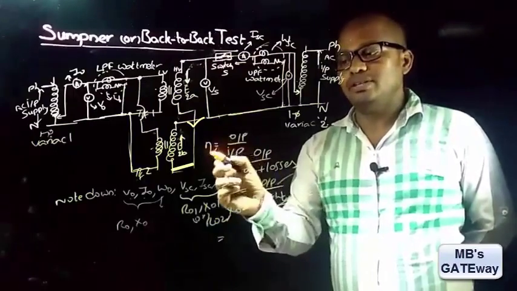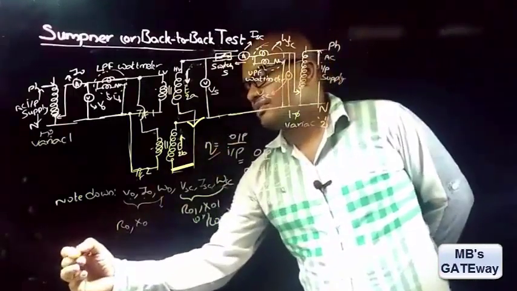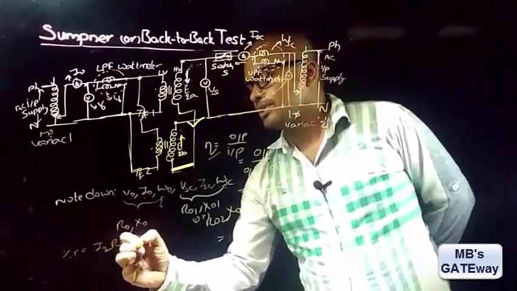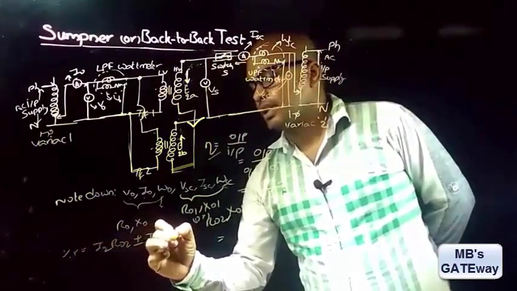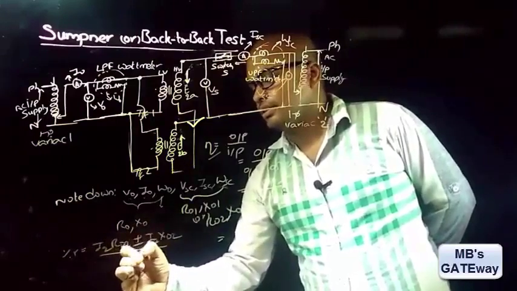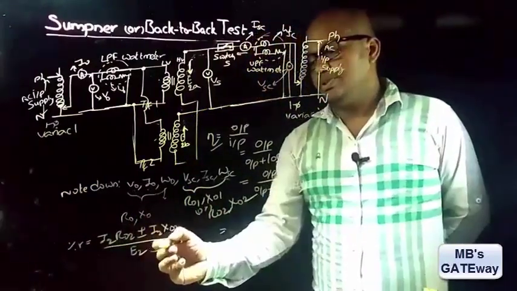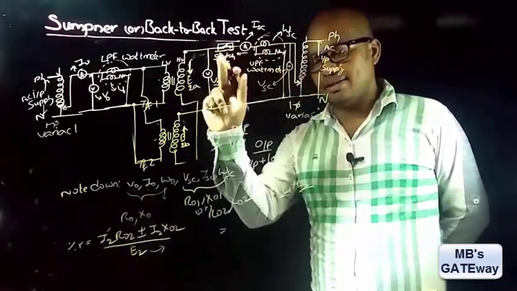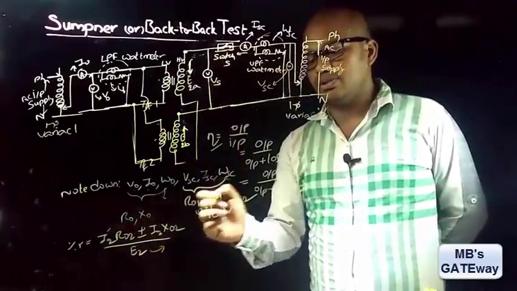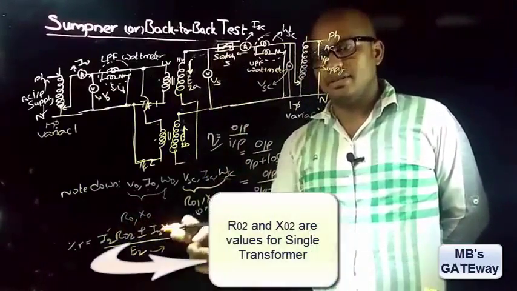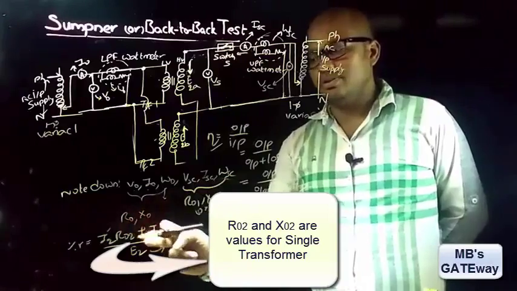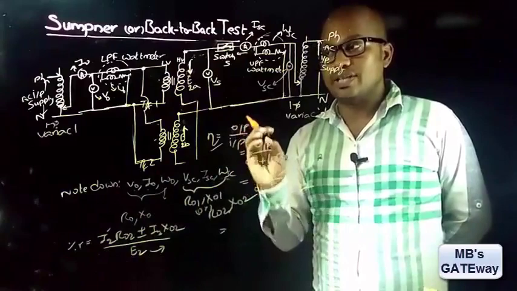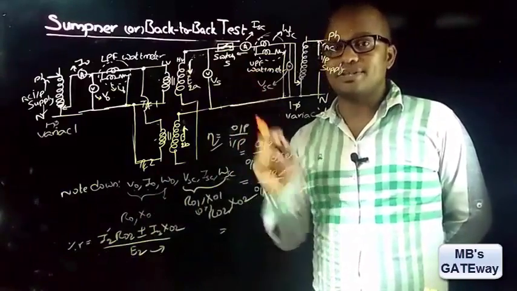This is how you can find the efficiency. And percentage regulation is equal to I2 R02 plus or minus I2 X02 by E2. E2 is the secondary side rated voltage, I2 is the ISC current, and R02 and X02 are the series branch elements, and by placing these values here you can find the percentage regulation. So this is how the efficiency and percentage regulation of a transformer are found from Sumpner's test.